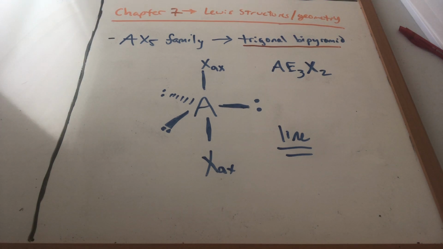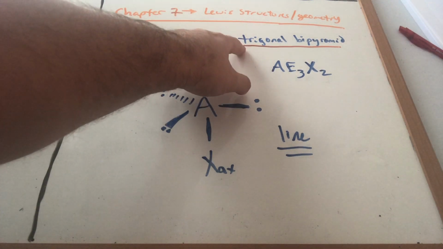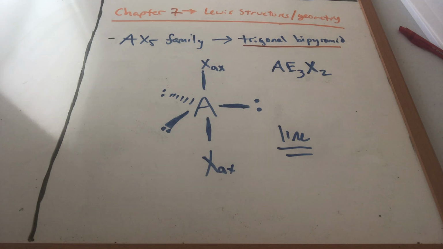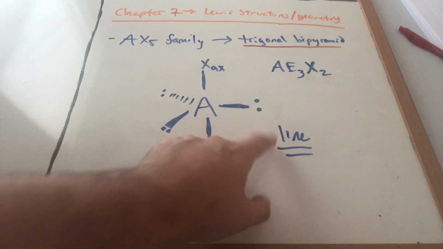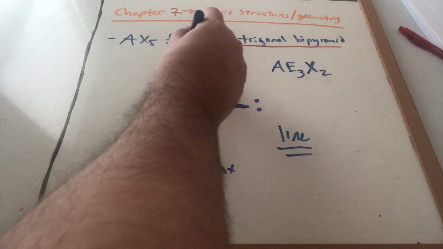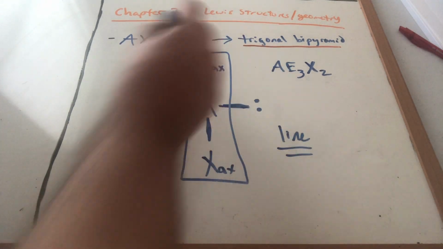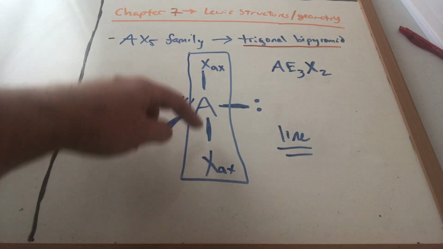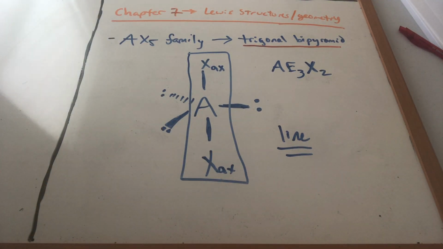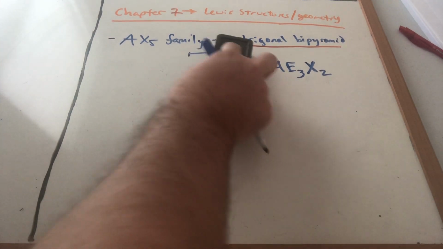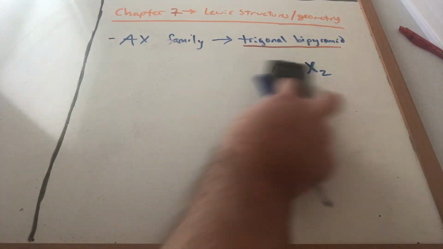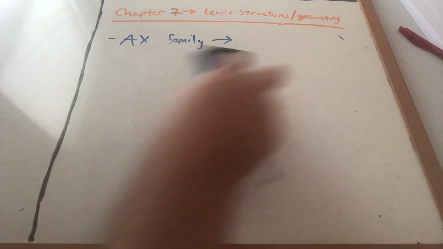So hopefully you see the idea here. We have a family, we know the family name. If there's just X's, the family name is the geometry name, okay? Once we place E's on it, we get different geometries. Here we see that we have this line, we have a linear geometry because the geometry is only determined by the atom shape, not where those lone pairs are. Okay. So there's one more family to talk about this semester, and this is the AX6 family, and we're going to do the same thing.